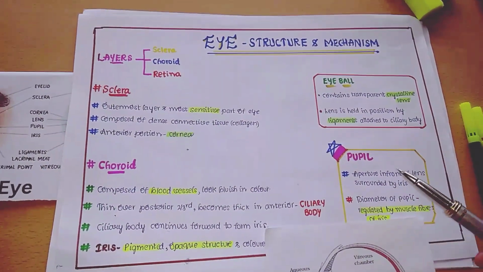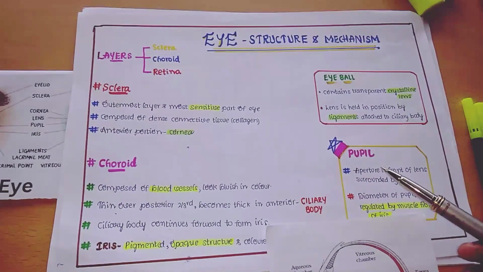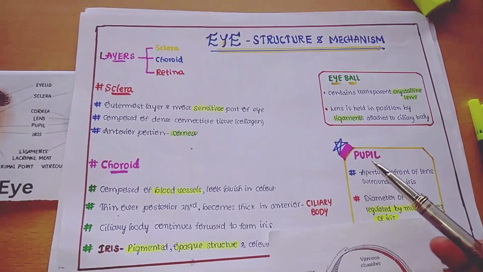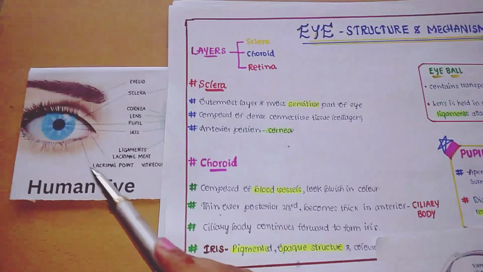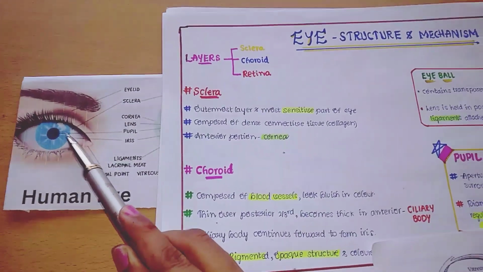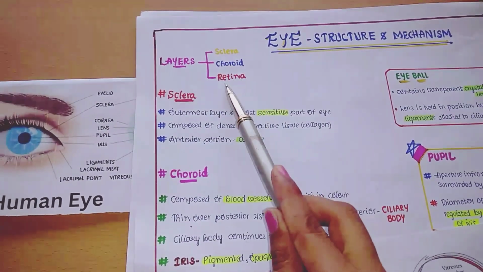Let's discuss the structure and function mechanism of a human eye. Our paired eyes are located in the sockets of the skull known as orbits. The adult human eyeball is nearly spherical in structure and is composed of three layers: sclera, choroid and retina.